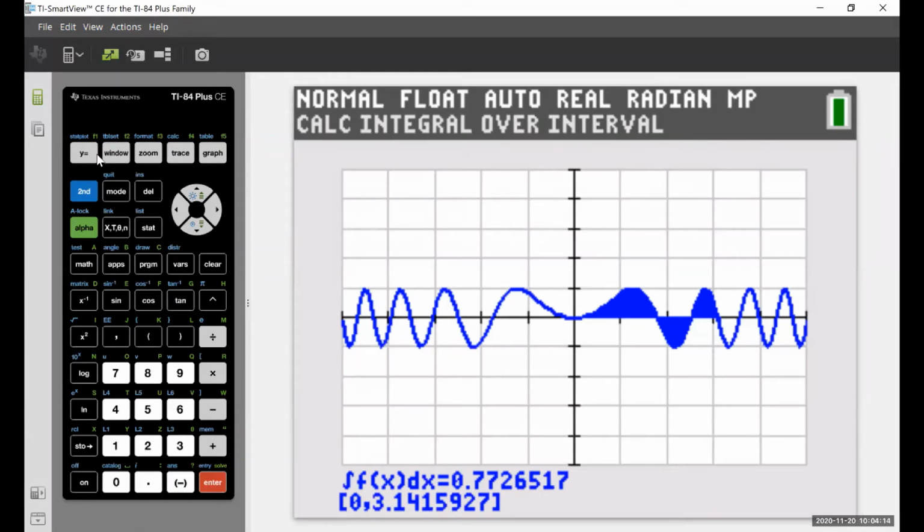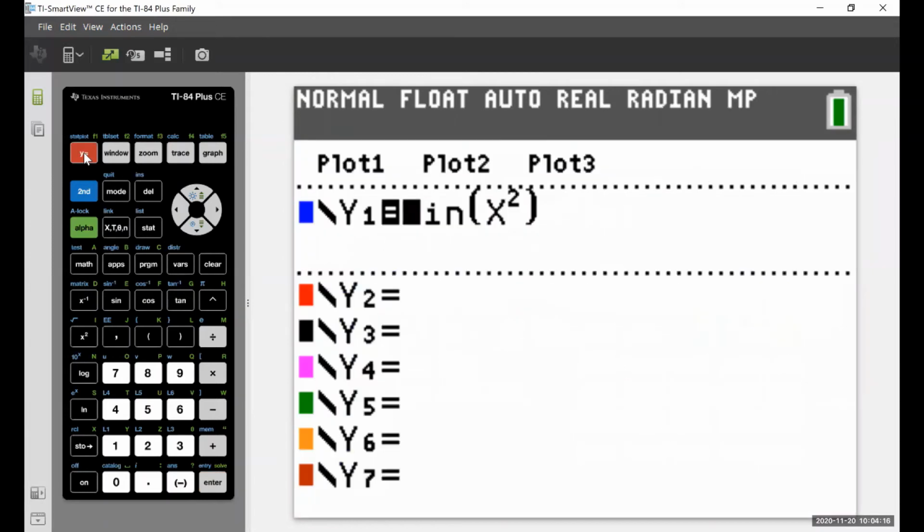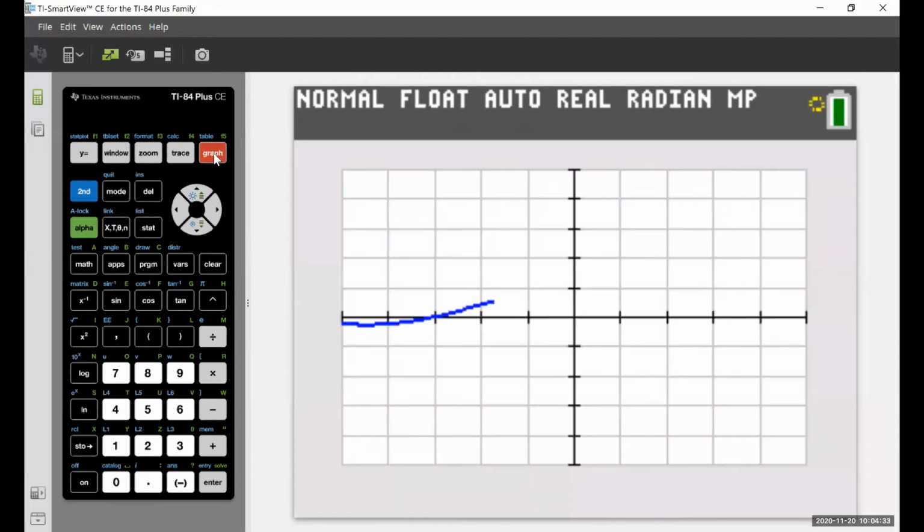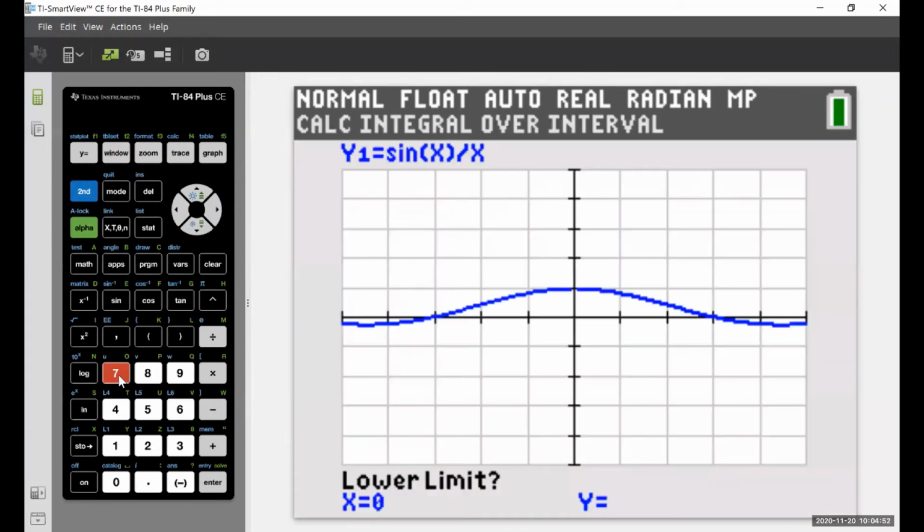Now let's go to part C. We repeat the process again. We go to Y equals and enter the function. In part C, the function is sine x divided by x. We can create the graph now. That is the graph of the function sine x over x. We need to evaluate the definite integral from 0 up to pi over 2. So we go to second and then trace, and number 7, and we get the definite integral.